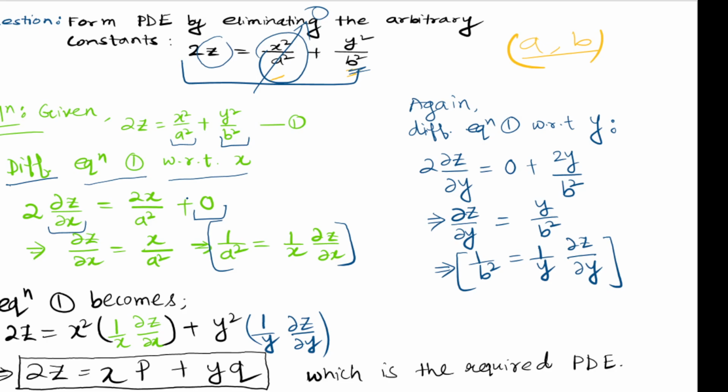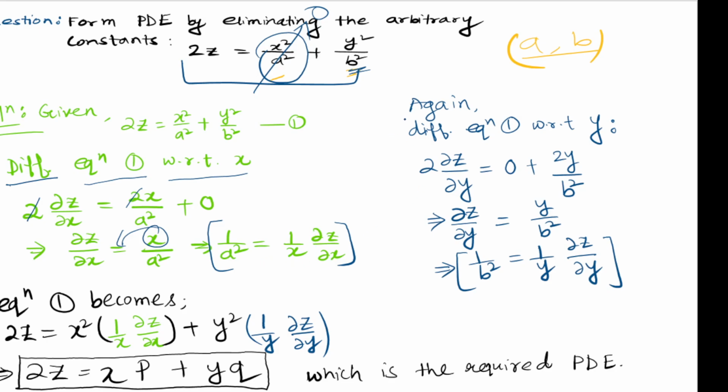From here, I cancel 2 from both sides. Then I'm left with dz/dx equal to x over a². From here I can find the value of 1/a², and x will be sent to the left side of the equation. So I will be left with 1/a² equal to 1/x into dz/dx.